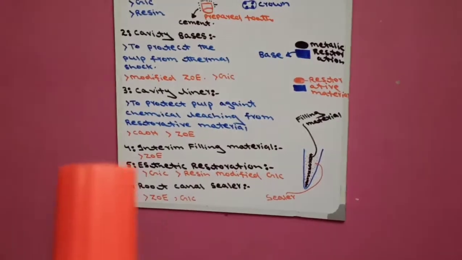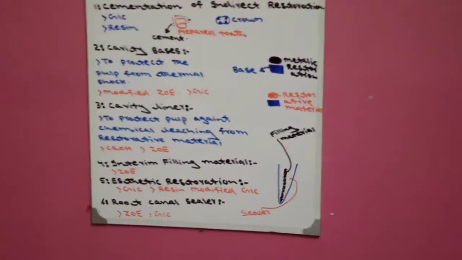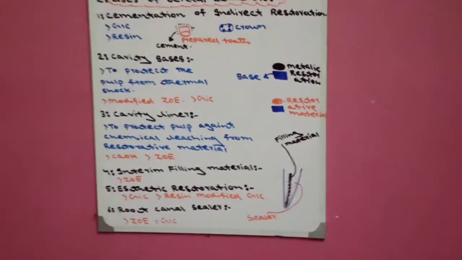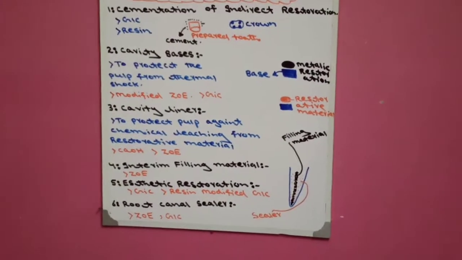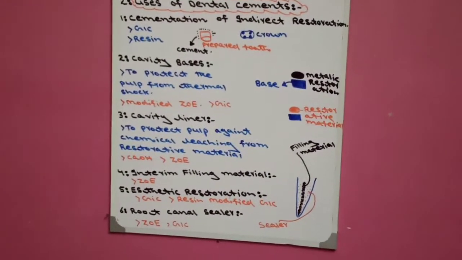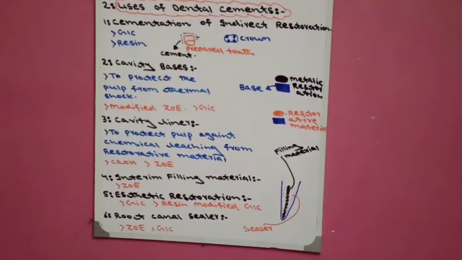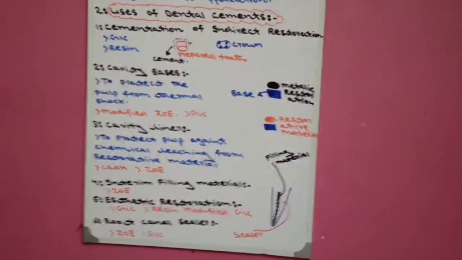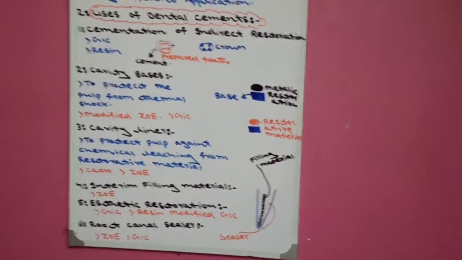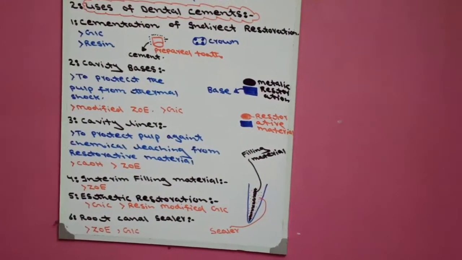Now come to the fourth use. The fourth use is that we use dental cement as an interim filling material. What is interim filling material? Interim means temporary, a temporary filling material. Like when a patient comes in, we plan to restore the tooth with composite or amalgam, but when we prepare the cavity, for a short time, for 10 days, 15 days, 5 to 6 days, we give a temporary restoration. Then when the patient comes again, we remove the temporary restoration and give a permanent restoration.